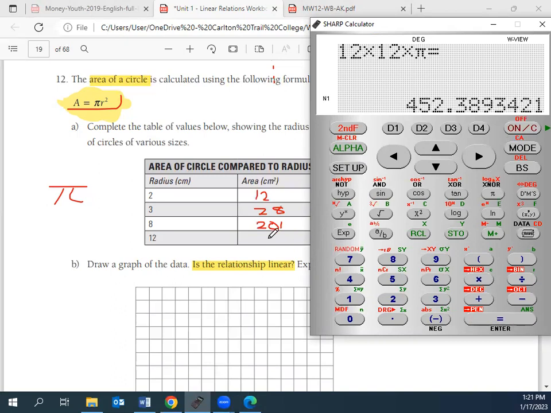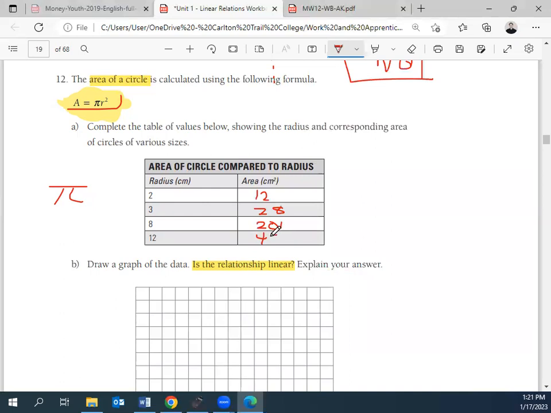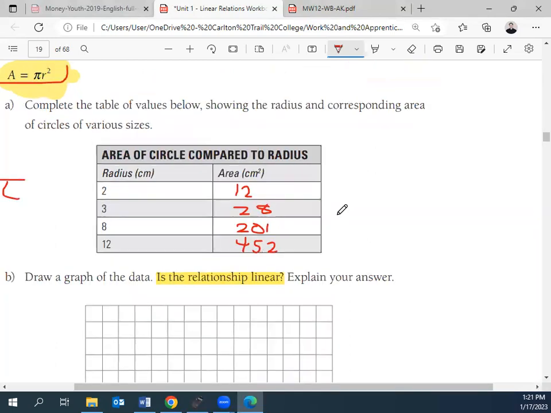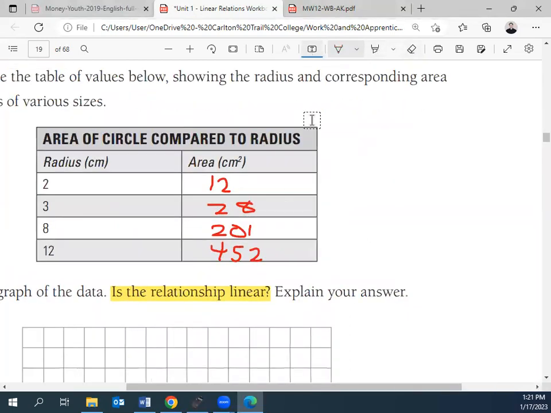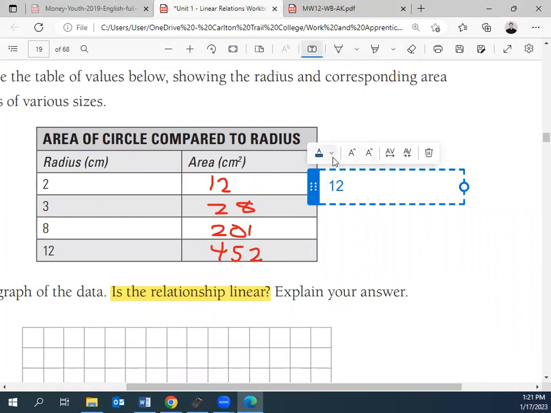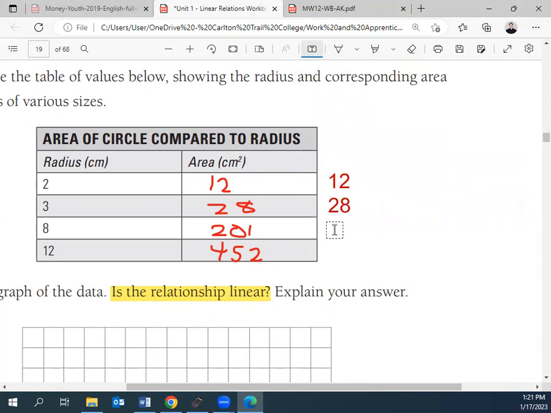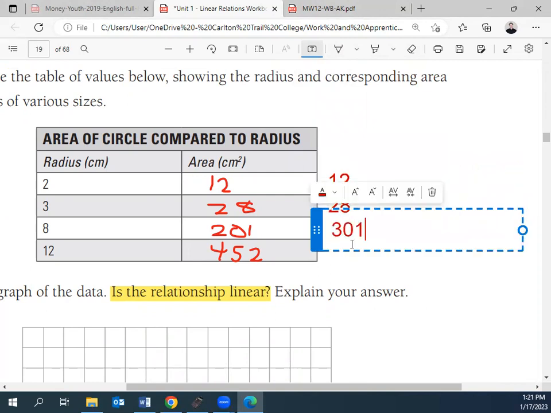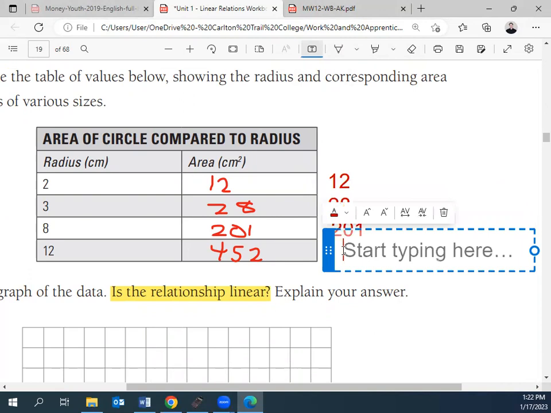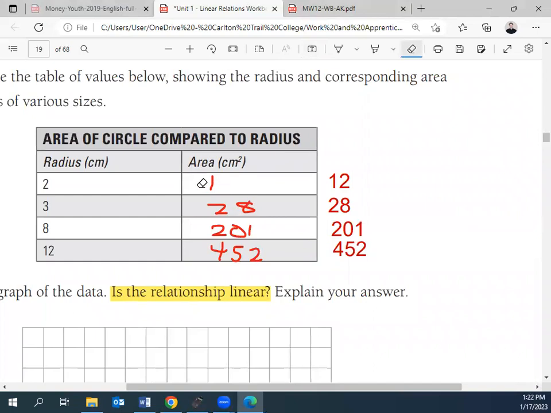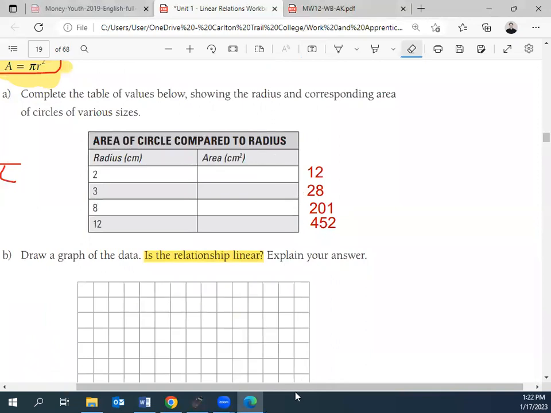So if you calculate this out, it should end up being these figures. I'm ignoring the decimal points for now, just because it's a graph, but it should get 12. Let me type that in, actually. So I get 12, 28, 201, 452. Those are my 4 areas that I get. Again, the main point today is not to figure out how to calculate the area of a circle.